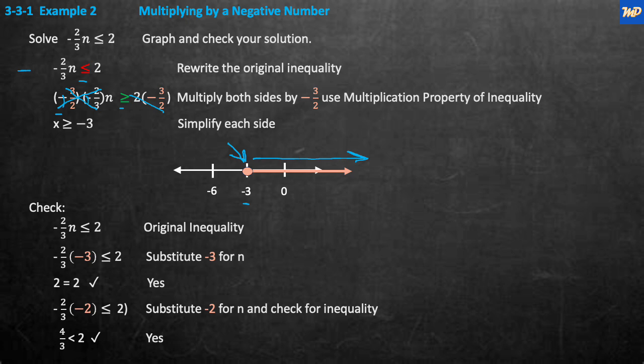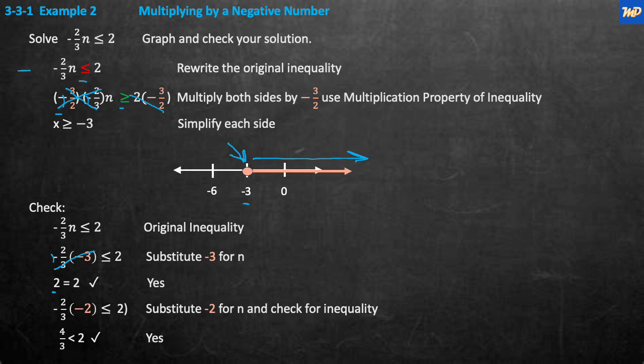So that's our solution. Now let's check it. If we have negative 2/3 n is less than or equal to 2, and we put the negative 3 in for our solution, so we have negative 2/3 times negative 3, the 3's cancel, and the negative signs cancel, so we end up with 2. And is it equal to 2? Yes, it is. So the solution to our inequality is correct.